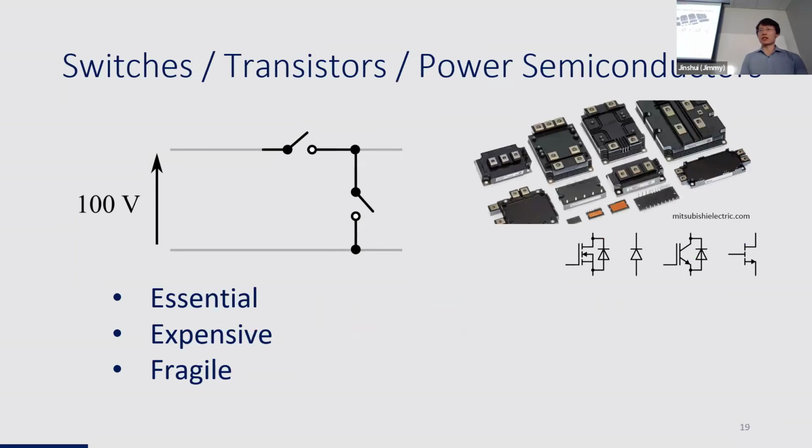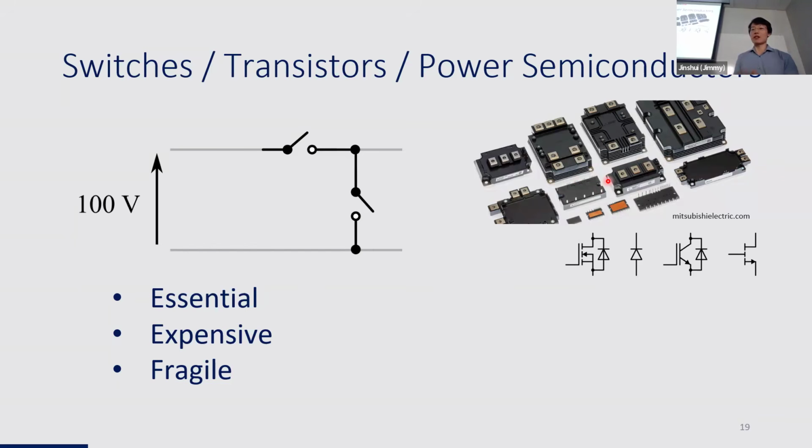Let's talk about switches. I mean, they are the reason why switching mode power electronics exists. And here is how they look in real life. They're also called transistors or power semiconductors. And I only need you to know two things about them. The first, they are expensive. And second, they're easy to break.